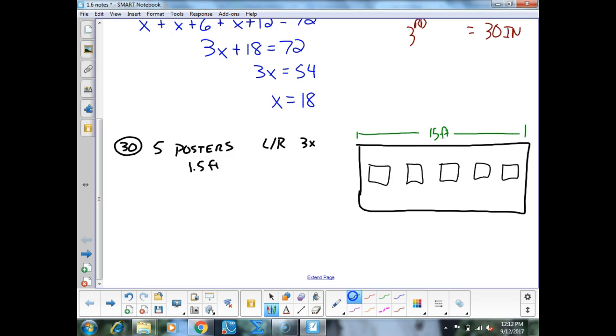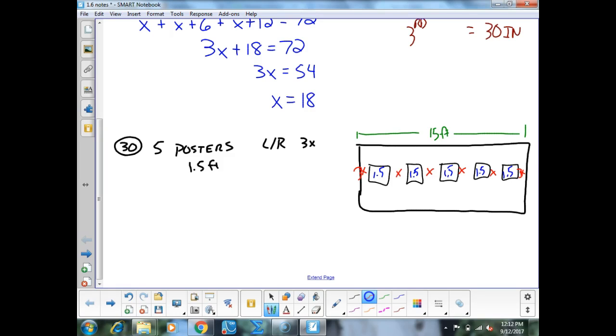Okay. So then this is 1.5, 1.5, 1.5, 1.5, and 1.5, right? And then in between, we'll call that X, because we don't know. And then on the outside, you said something about 3 times the width in between? Yeah? So then that would be 3x out here and 3x out there. Okay?